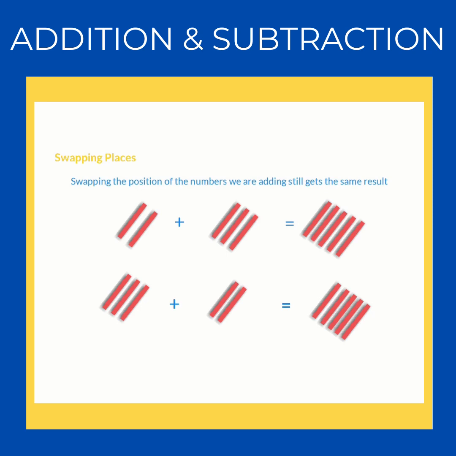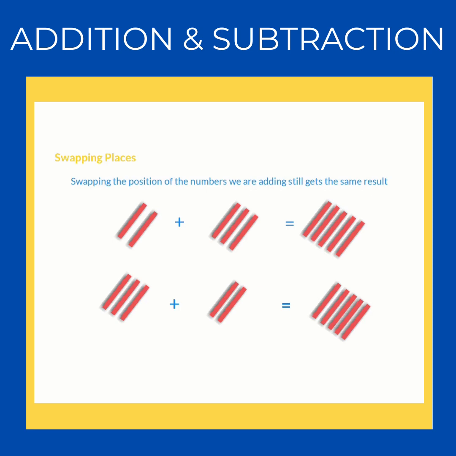Now let's talk about a simple note, which is swapping places. Swapping the position of the numbers we're adding still gets the same result. So imagine I have 2 sticks plus 3 sticks. In total, the answer is 5 sticks, which is 2 plus 3. So this is the first stick, this is the second, third, fourth, and fifth. So 5 sticks.